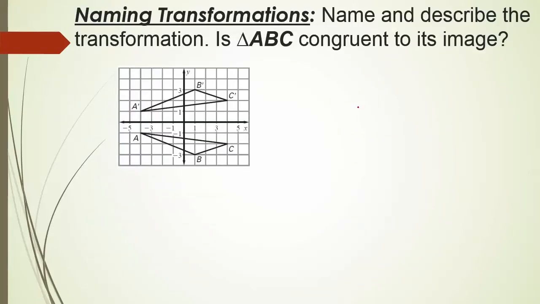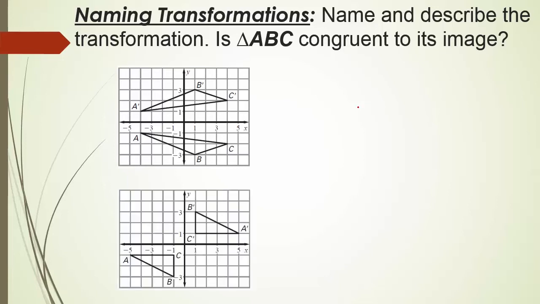Alright, checkpoint problems 1 and 2 are yours. In this problem, you are to name and describe the transformation and then say if triangle ABC is congruent to its image. So here's our problem number 1 and problem number 2.